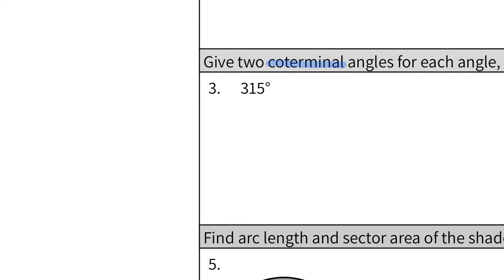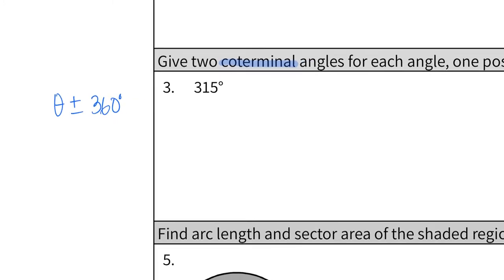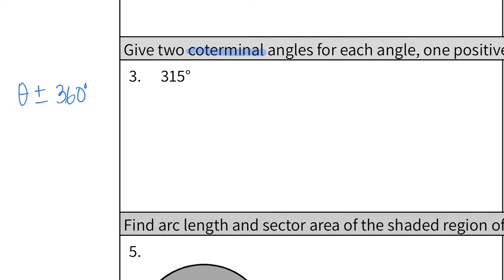So the way you can figure out some coterminal angles here is you take your angle, so we're going to use the symbol theta, and either you can add or you can subtract 360 degrees. So that's what we're going to do here. 315 minus 360 gives us negative 45. So if I were to graph negative 45, that would land at the same spot as 315.